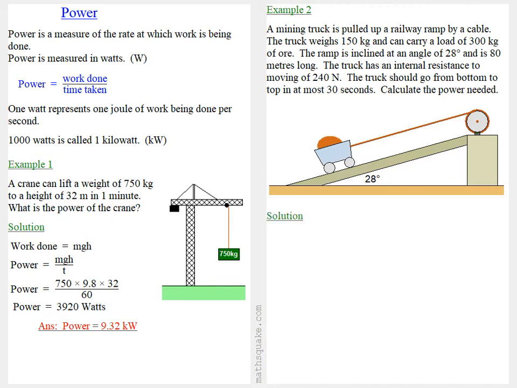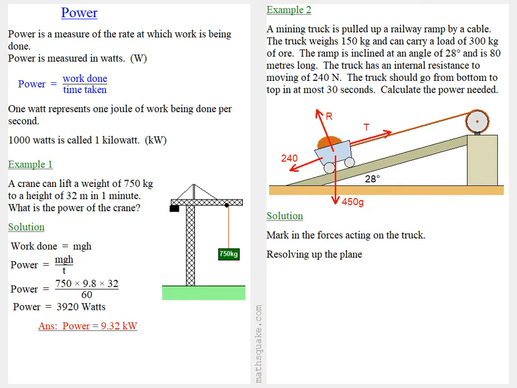Now to solve this, we should mark in the forces acting on the truck. First of all, we've got the weight. Now the truck is 150 kilograms and the ore is 300 kilograms, so the total weight is 450 kilograms or 450 g. There'll be a normal reaction which is at right angles to the track, we can call that R. There's a resistance to the motion of 240 newtons. And then there's the tension in the cable pulling the truck up, we can call that T.